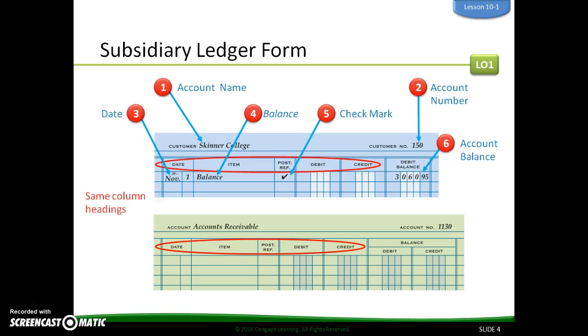So you can see that we have those same column headings going on, and it makes it pretty easy for us to track what's going on here.